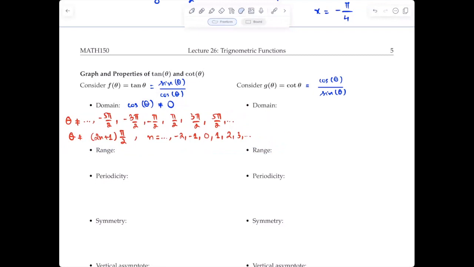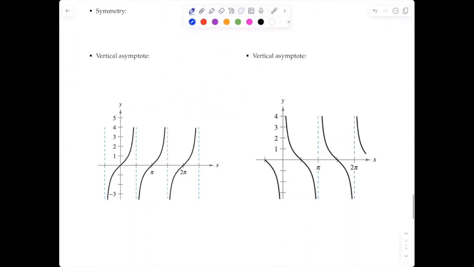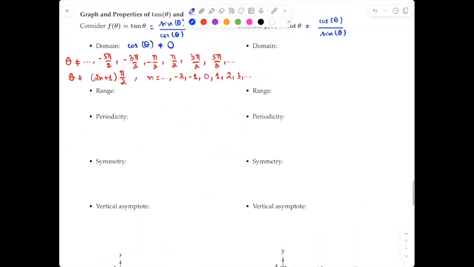Now, for the range of the function, when you look at the graph, you can see that there is no restriction on the range of the function. So the range of the function is from negative infinity to positive infinity. And the periodicity of the function is a period of pi.